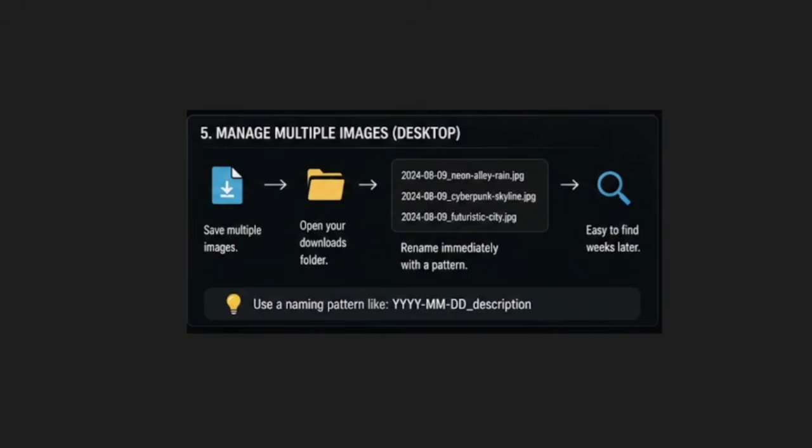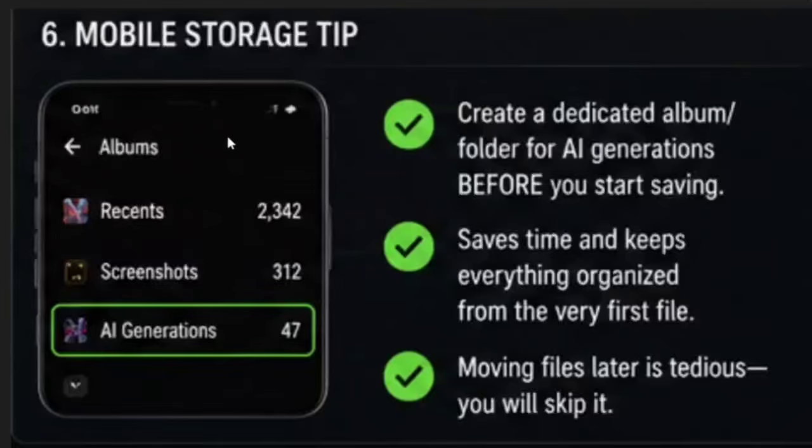One more layer worth knowing, especially if you're on mobile and space is tight. Some phones will save Grok images into a generic downloads or screenshots folder, mixed in with everything else on your camera roll. Create a dedicated album or folder specifically for AI generations before you start saving, not after. Moving files later is tedious, and you will skip it, I promise you that. Setting the folder up first takes 15 seconds, and it means every single image lands exactly where you want it automatically, from the very first save.